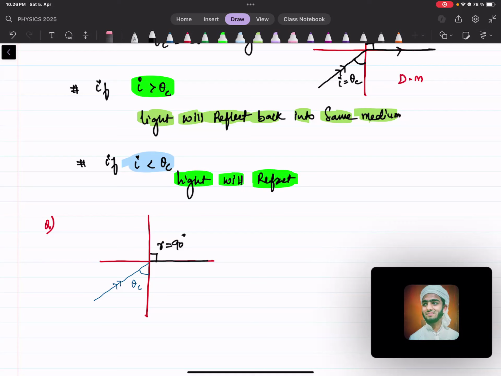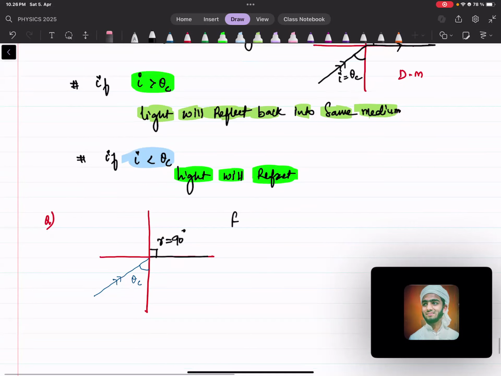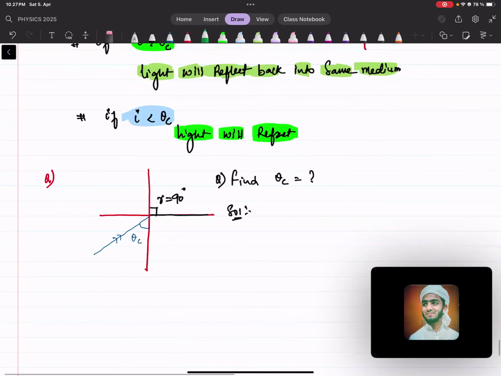I need to find the critical angle here. Theta c is equal to how much? Can anyone try this one? Apply Snell's law again. You're going from this medium to this medium right now. So from which medium are you going? The refractive index of this one is mu, and the refractive index of this one is right now 1. So you're going from the denser medium.